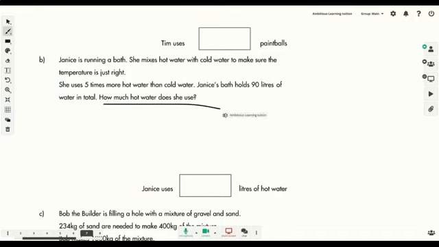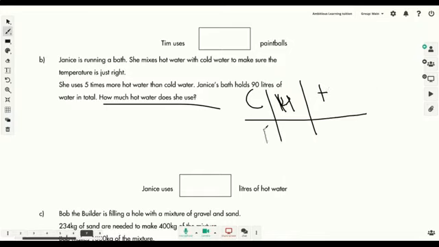To find out how much hot water she uses, so basically you're doing cold water, hot water, and the total. So let's do it that way. She uses 5 times of that.